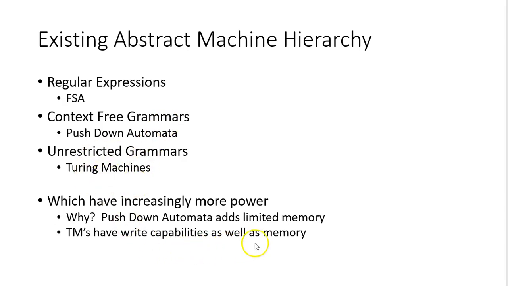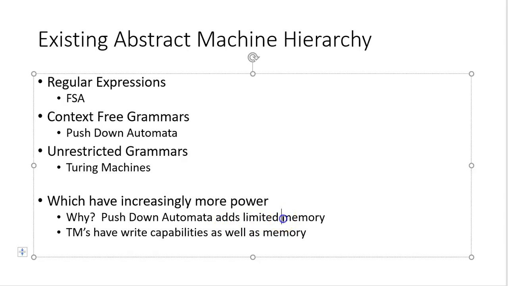Turing machines have write capabilities as well. So this is kind of a write. A push-down automata is writing to the stack, but it's a very restricted data structure, and it's only one data structure. So push-down automata have limited write memory. And Turing machines have write capabilities that exceed the limited capabilities of a push-down automata.